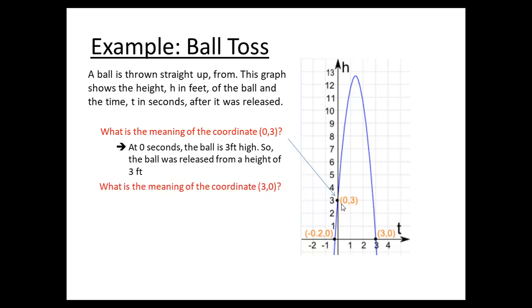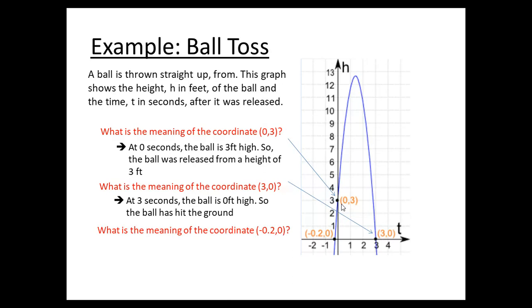What's the meaning of the coordinate (3, 0)? So we're talking about this point now. Well, at 3 seconds, the ball is 0 feet high. So that means the ball has hit the ground at 3 seconds. What's the meaning of this last coordinate, (-0.2, 0)? Nothing. It's not possible to have a negative time. So we're going to call this point inadmissible, and we're going to ignore it. In this question, with the assumption that the ball lands or ends at the ground, we're only looking at the first quadrant.